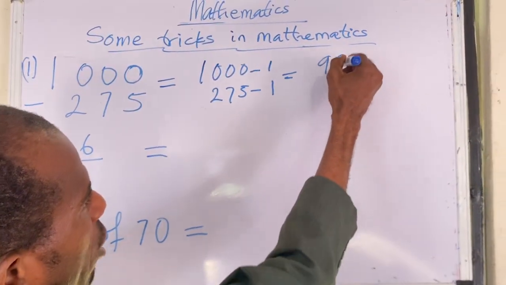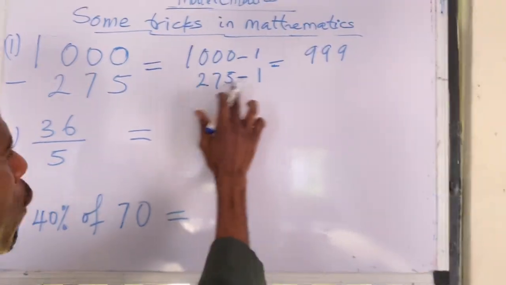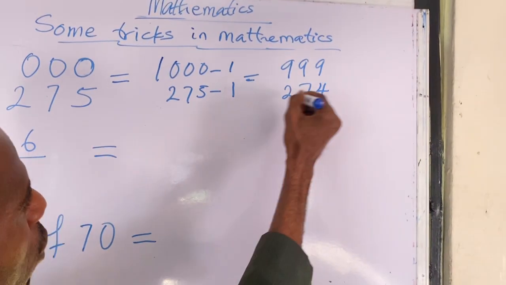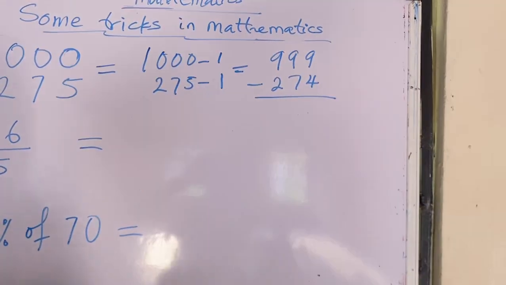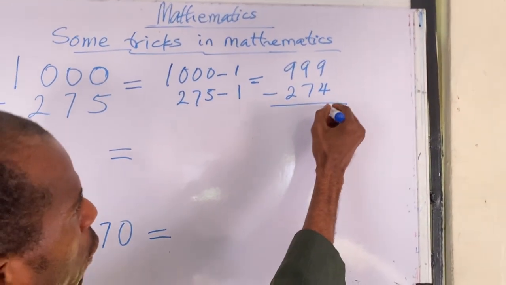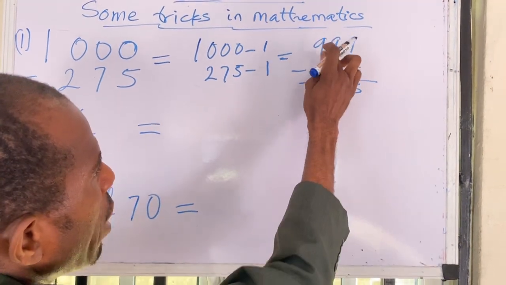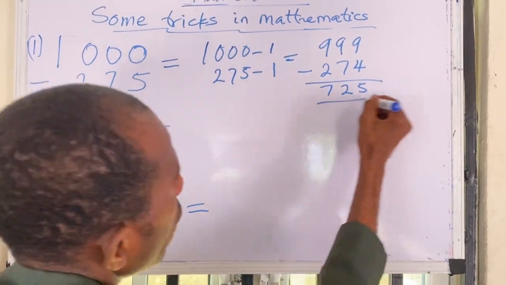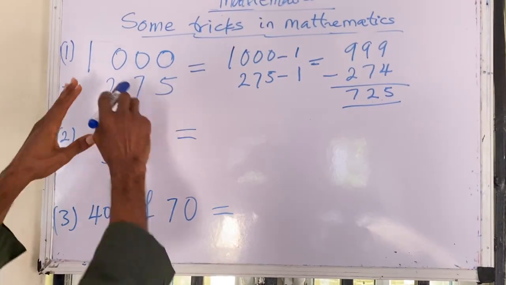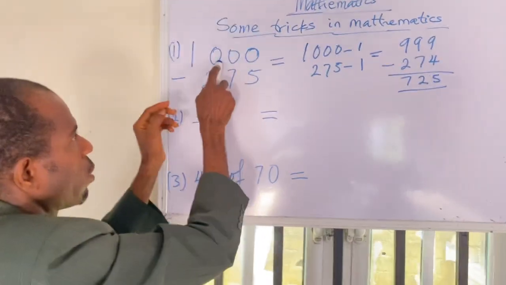At the end of the day, if I remove 1 from 1000, I am going to have 999. Now, if I remove 1 from 275, I am going to have 274. So here, I can easily subtract. I will then say 9 minus 4 gives you 5. 9 minus 7 gives you what? 2. 9 minus 2 gives you 7. This is your answer.